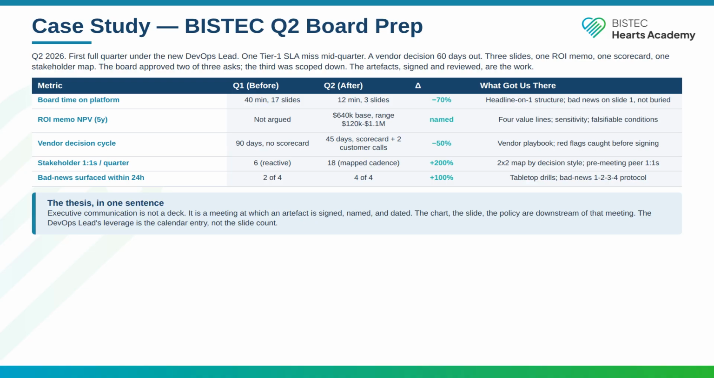Bad news surfaced within 24 hours went from 2 of 4 to 4 of 4. The tabletop drills and the bad news 1, 2, 3, 4 protocol did the work.